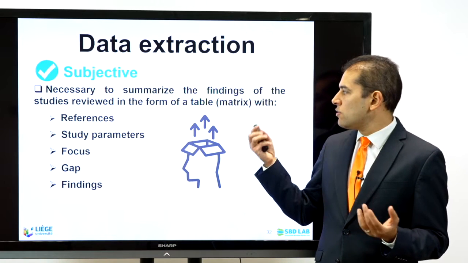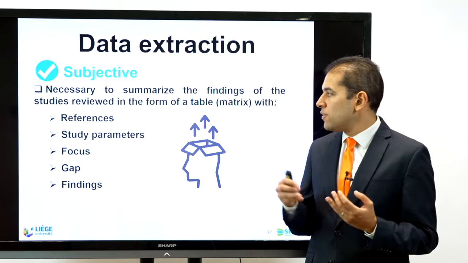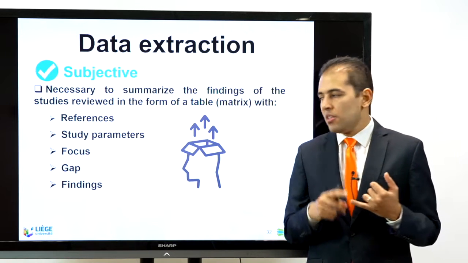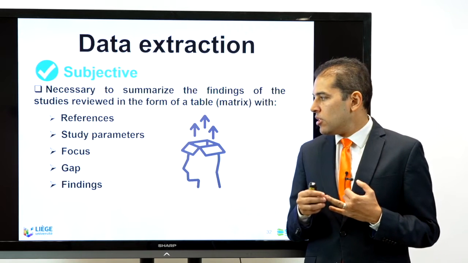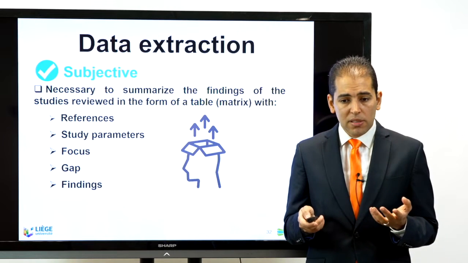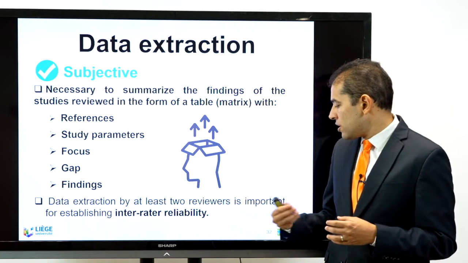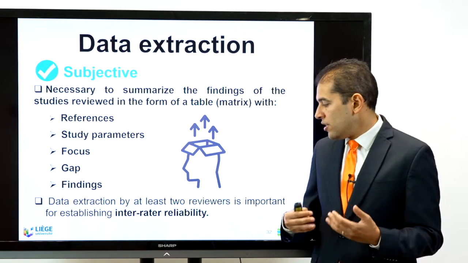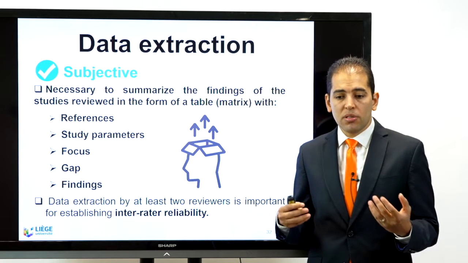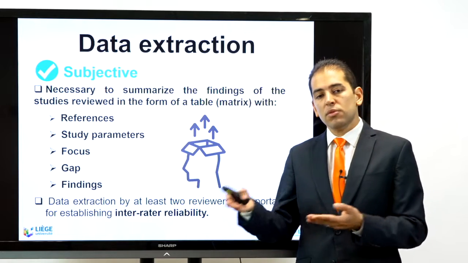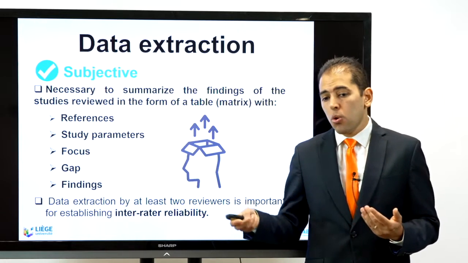So it is necessary to summarize the findings of the studies reviewed in the form of tables or matrix. And here you need to include the references, the study parameters, the focus, the gap, and the findings. And the data extraction by at least two reviewers is important for establishing inter-rater reliability. So start to have other reviewers maybe involved and ask them to review the same paper. And this could be your co-authors, for example.